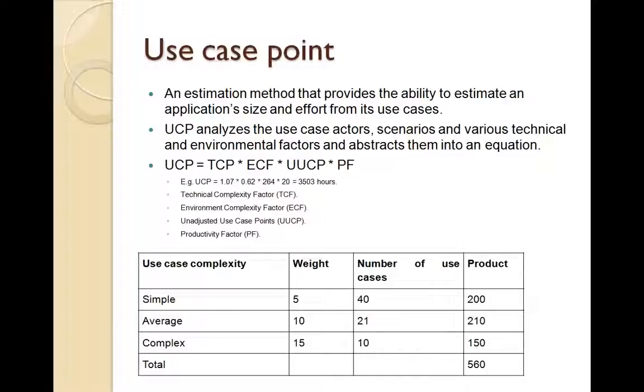What is the technical complexity factor? What is the environment complexity factor? What are the unadjusted use case points that are involved in this particular use case? And what is the productivity factor in your organization, or for that department or for that team? So we use all of this data, and then we try to come up with the use case points for a particular project. We might have, let's say, 100 use cases, and we try to categorize them, whether they are simple, average, or complex, and then apply a weight to them. Based on that, we come up with the use case points for a particular project, and then estimate based on the use case points.